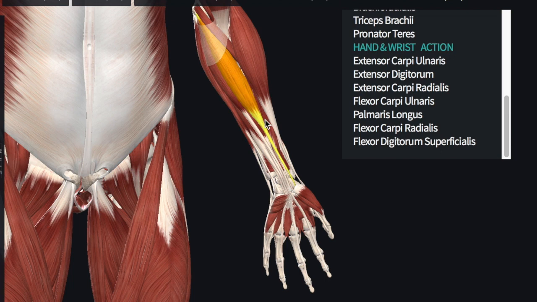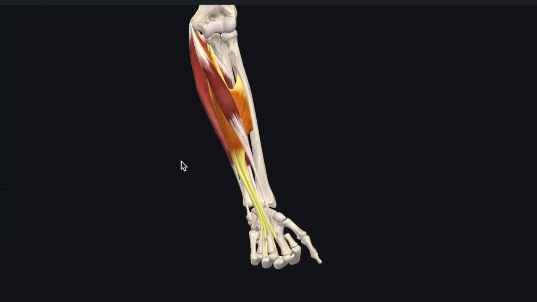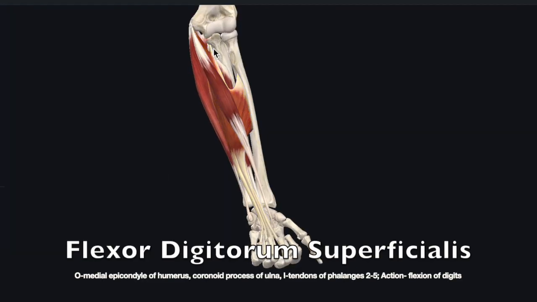And the last muscle of the anterior forearm is one that's just a bit deeper. This one's known as the Flexor Digitorum Superficialis. The origin of the Flexor Digitorum is on the coronoid process of the ulna. Its insertion is on the tendons of the phalanges 2 through 5. So as you can see here, it's going to cause flexion of our fingers.